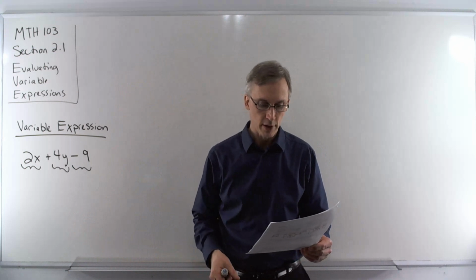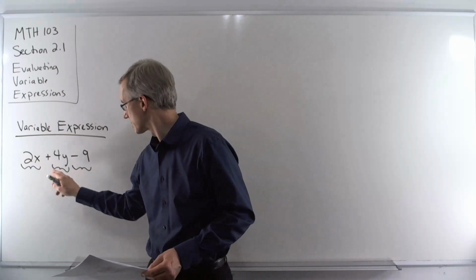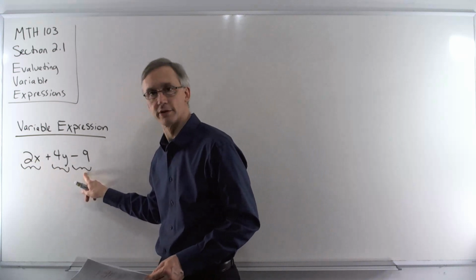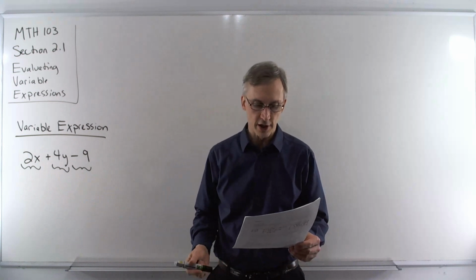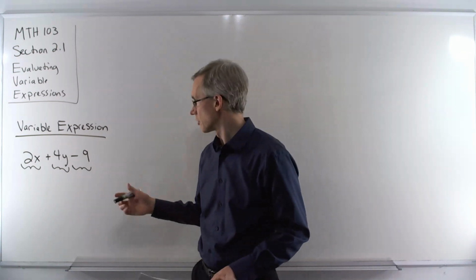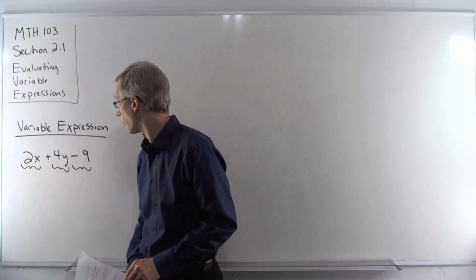A variable term is made up of a constant and a variable part. So here's a variable term, here's a variable term. This is not a variable term. This is called the constant term. Coefficient, number in a term. So the coefficient in the first term is 2. The coefficient in the second term is 4.